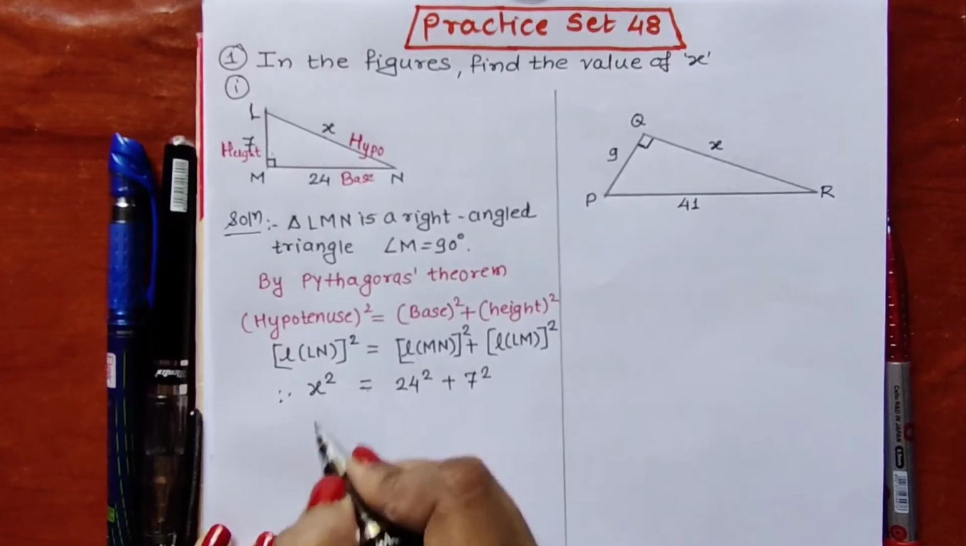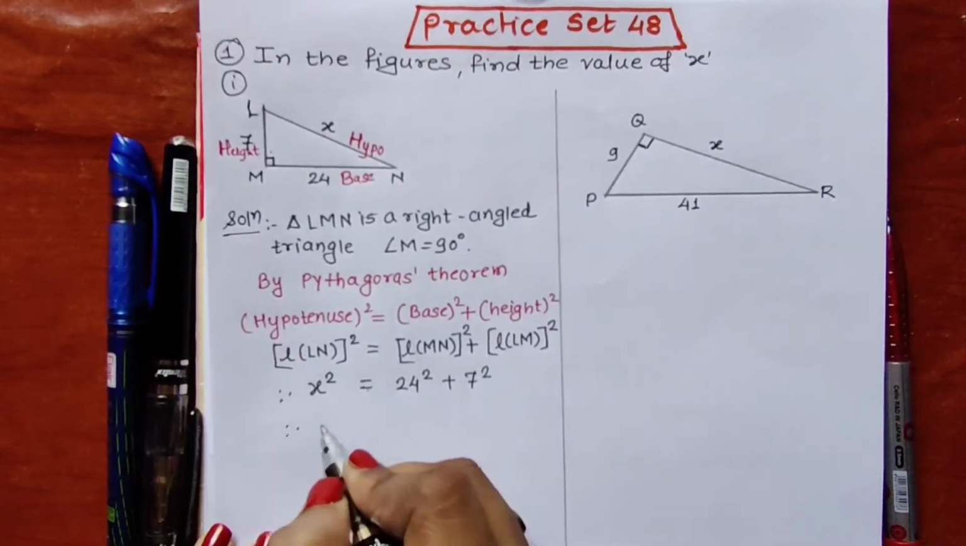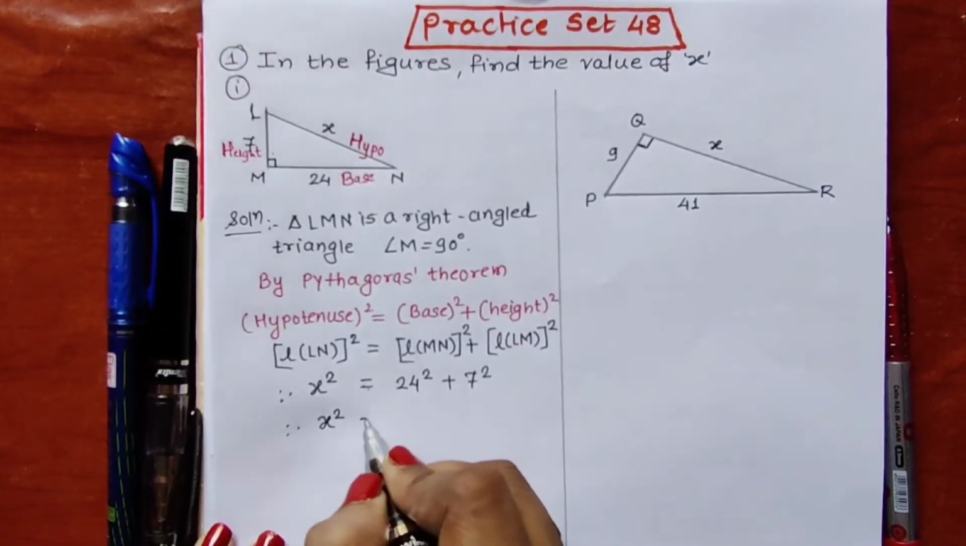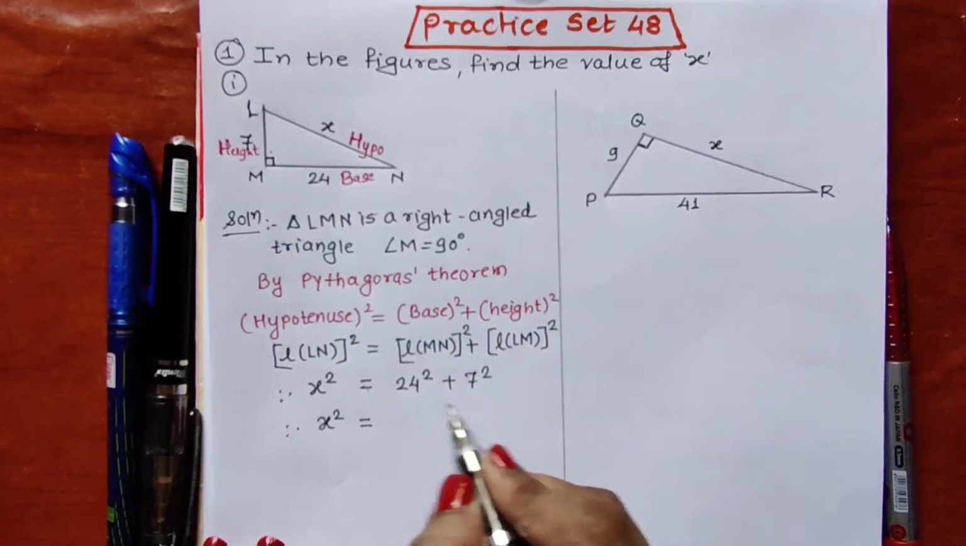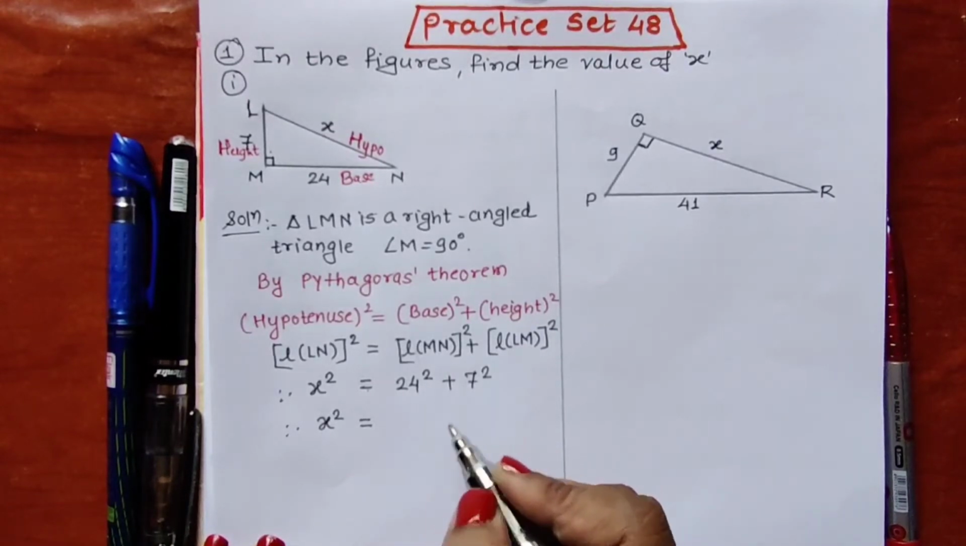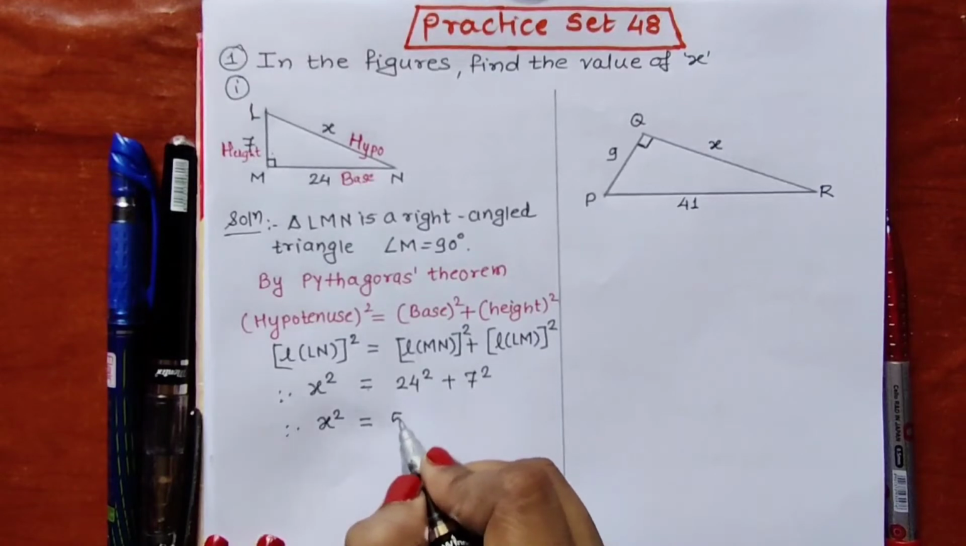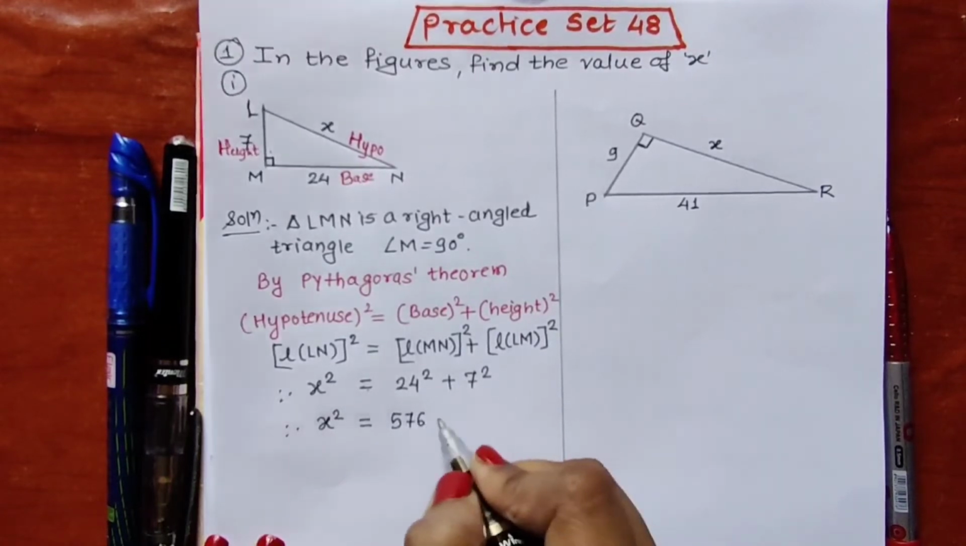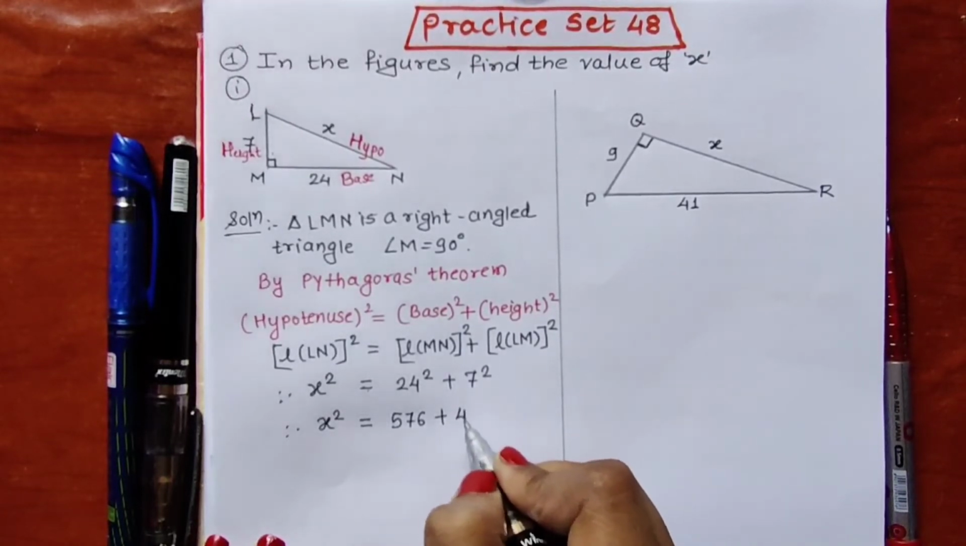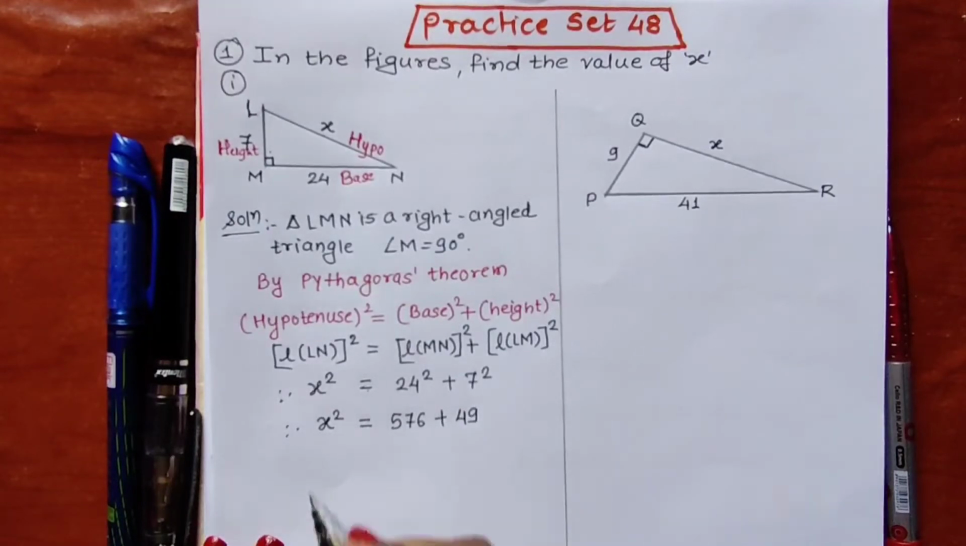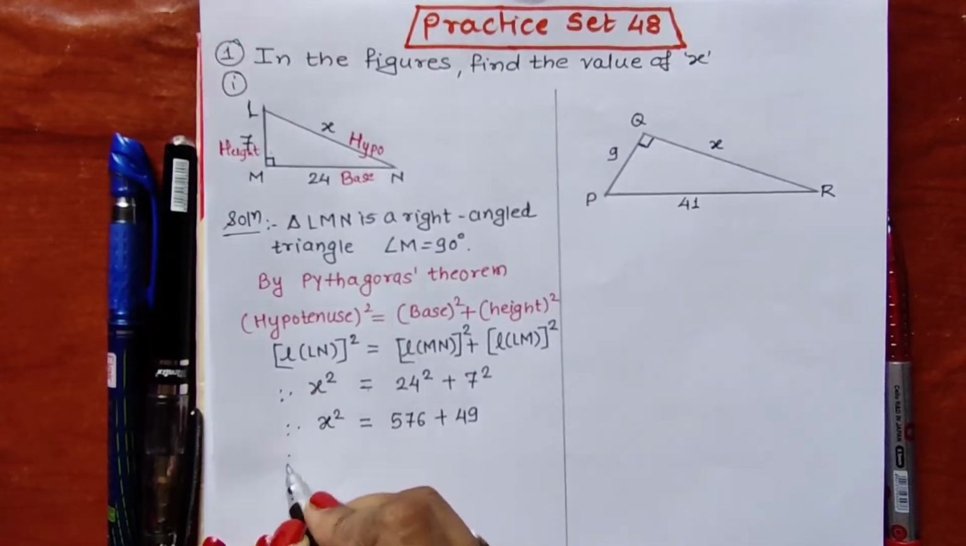Now see, on the left hand side x square is there, we cannot do anything with x square, so write it as it is first. Then we write the squares of 24 and 7. 24 square we all know it is 576, and 7 square is 49. Now we can add these two numbers.